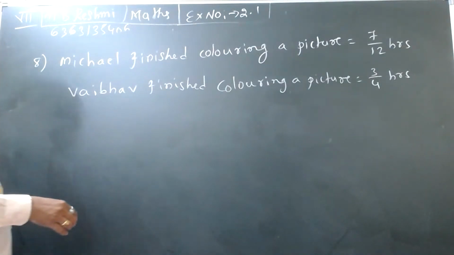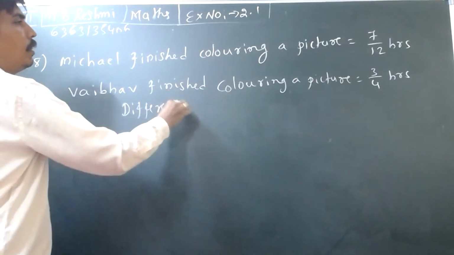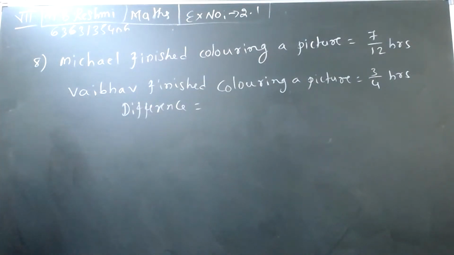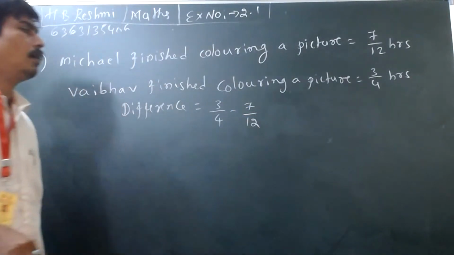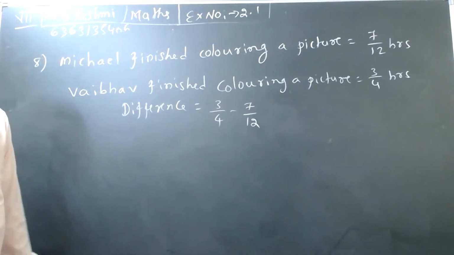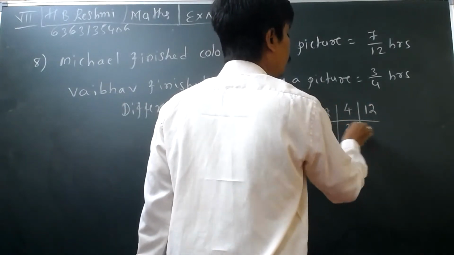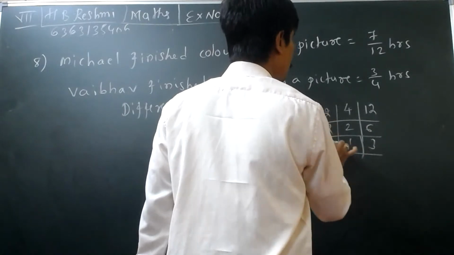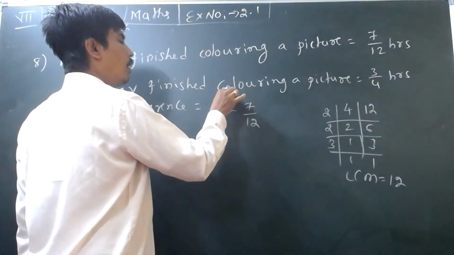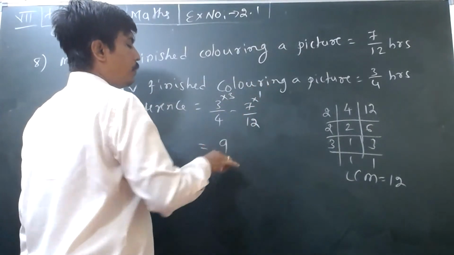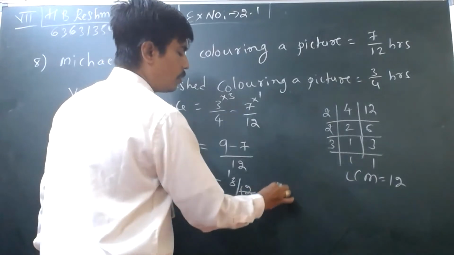So what we have to do is the minus, the difference. That is 3 by 4 minus 7 by 12. Then we will come to know. Now in this, what will be the denominator? The denominator will be 12. 4 and 12: 4 threes are 12, and 12 ones are 12. So it is multiplied with 3 and with 1. And we know 9 minus 7 upon 12.